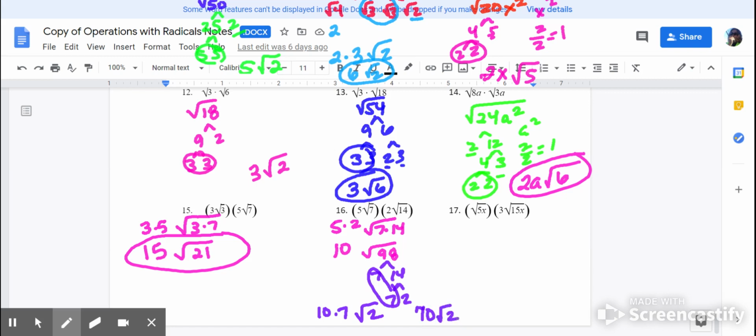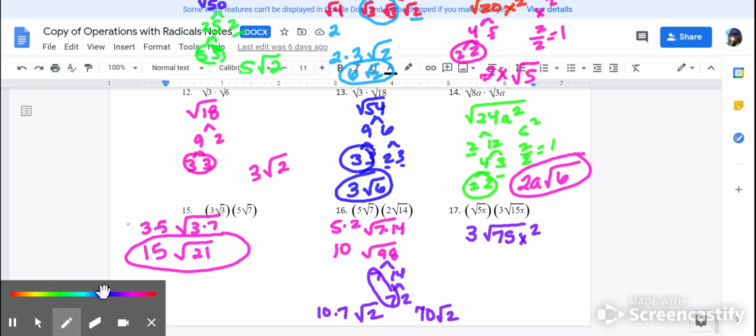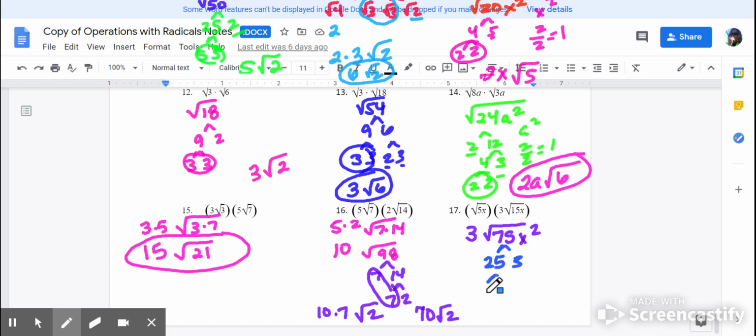As I get ready to solve the last one, there's a number on the outside, so 3 on the square root of 75x squared. Simply break down 75 to be 25 times 3, 5 times 5. Take x squared, I do 2 divided by 2, which equals 1. So on the outside I have 3 times 5, and on the inside 3. Oh, and I have an x as well.